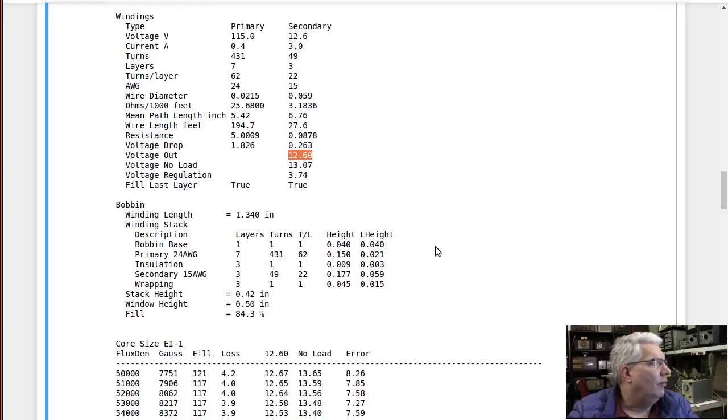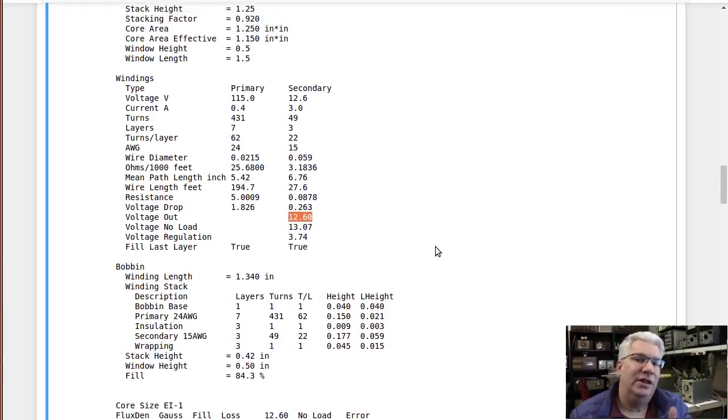Okay. So you can kind of see how easy it is to actually change the circular mils per amp, the flux density, the VA itself, and the calculations are very fast.